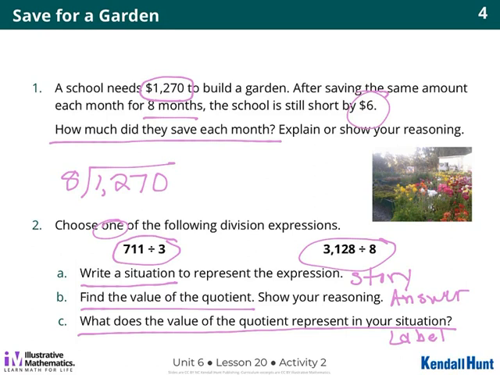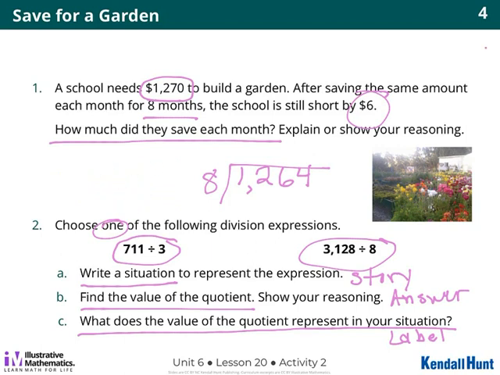You guys, they never saved 1,270. How much did they actually save? Madeline. 1,264, because we had to subtract that $6. We had to subtract it because they didn't actually have that entire amount.